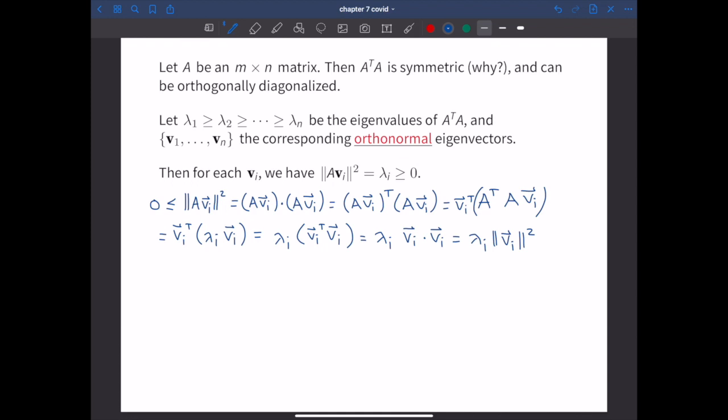Now remember, we were assuming that these VI vectors were orthonormal. So that means each of them is unit length, so the norm of VI squared is just equal to 1. So this here is just equal to lambda I. So we've shown that the length of AVI squared is equal to lambda I. And because this is some number squared, it has to be greater than or equal to 0. And that's precisely what we've written down right here.